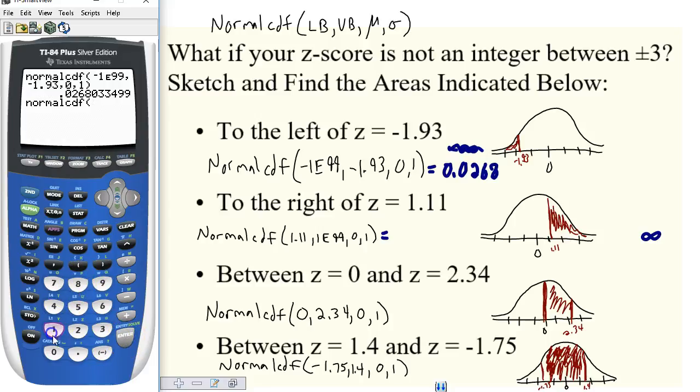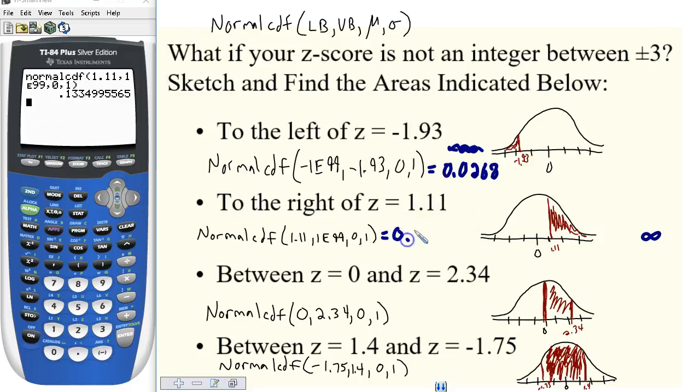So we'll normal CDF 1.11, comma 1e99, comma 0, comma 1. And we got 0.1335 rounded. And you can round these to 4 places past the decimal. That will be just fine.